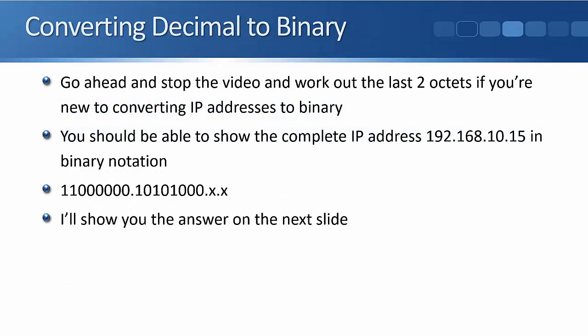What I want you to do now is to stop the video and work out the last 2 octets yourself. So convert 10.15 into binary. And when you've done this, I want you to give me the entire IP address in binary notation. So what your output will be is 11000000.10101000, and then the next octet in binary, and then another dot, and then the final octet in binary. So go ahead, stop the video now, and we'll check your answer in a second.